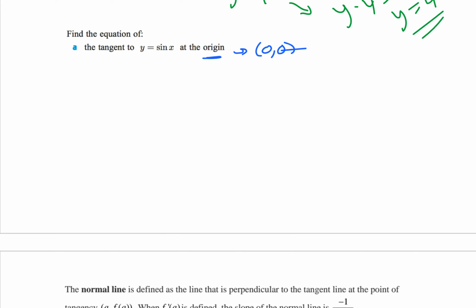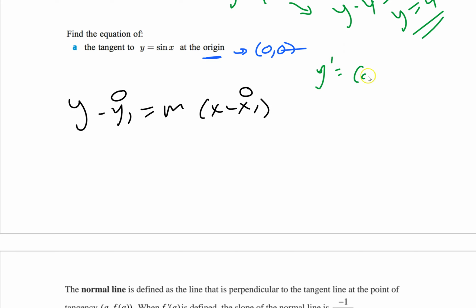So if I want to make the equation of my tan line, y minus y1 equals m times x minus x1. 0 goes there, 0 goes there. Right, it's my x1 and y1. Remember how you find a slope? You take the derivative. So I can take my derivative of sine. So y prime. Derivative of sine is cosine x.